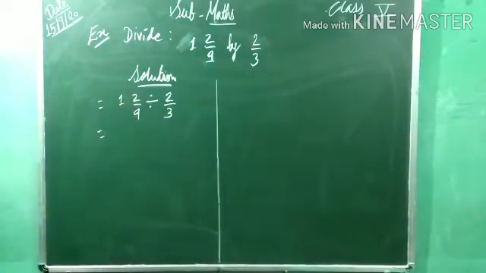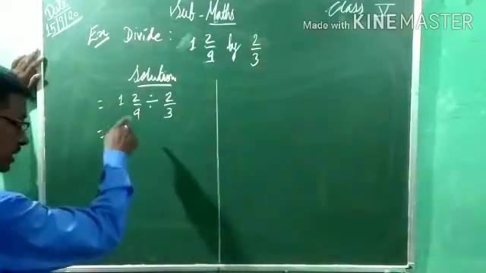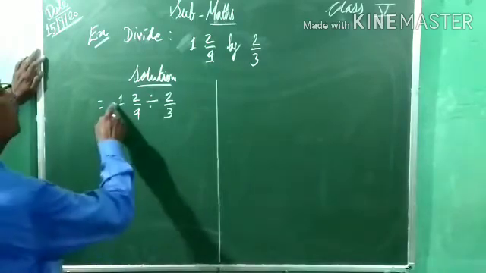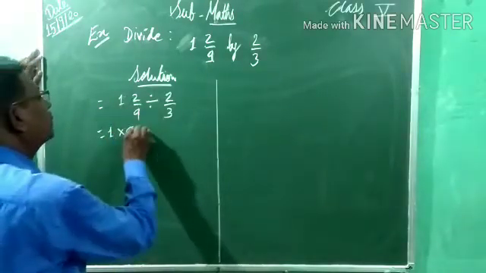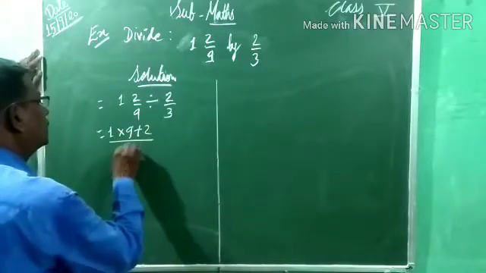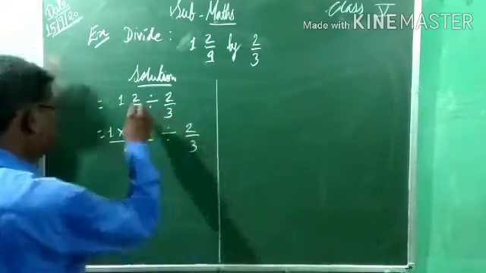Whole number plus fraction equal to mixed fraction. So at first you have to convert this mixed fraction into an improper fraction. How? 1 into 9. Now I am converting here 1 into 9 plus 2, divided by 9. Remaining thing as it is, divided by 2 by 3. First we will solve this one.